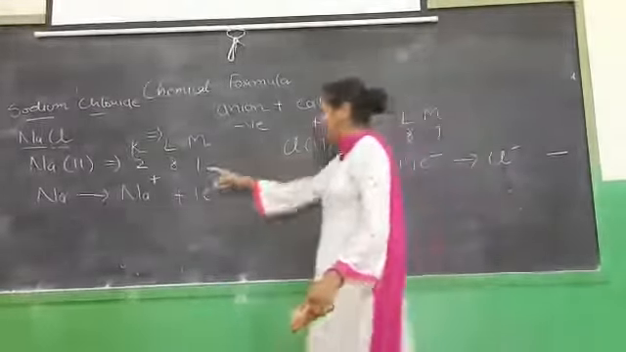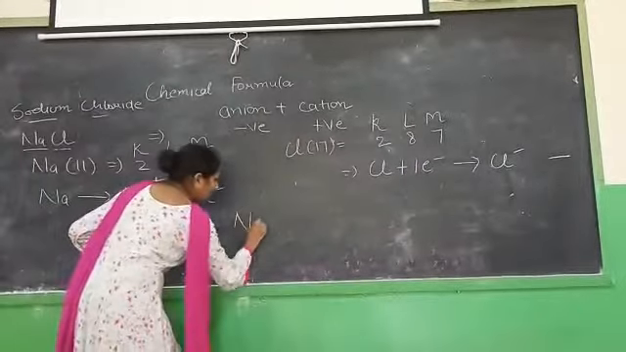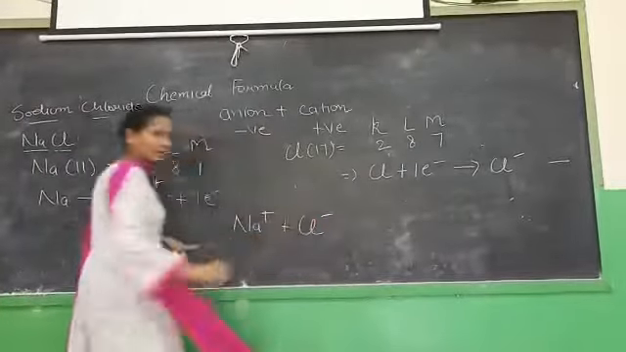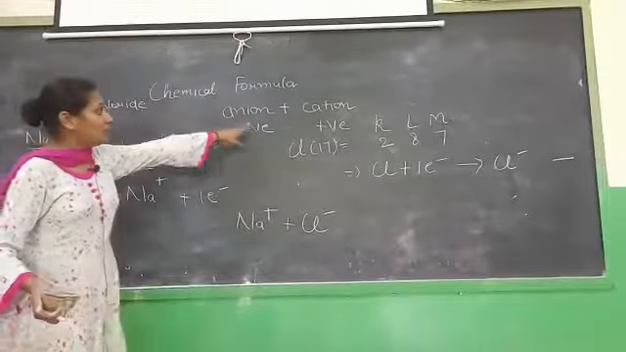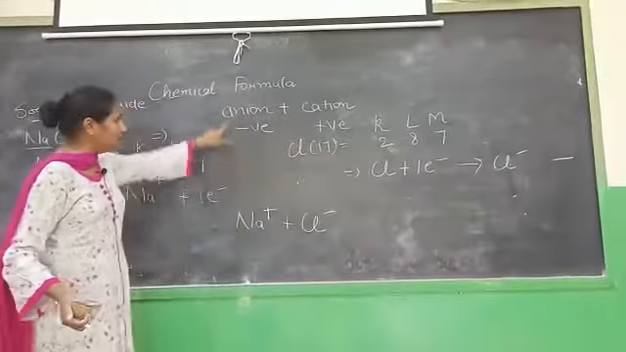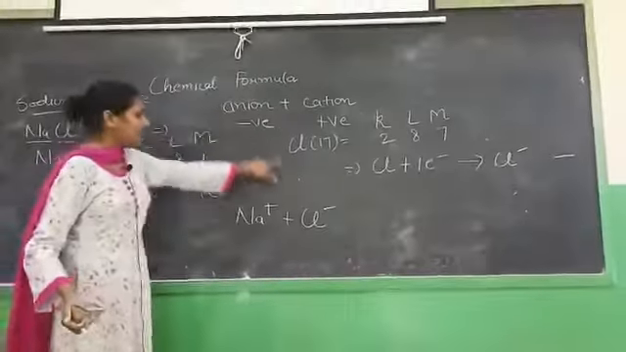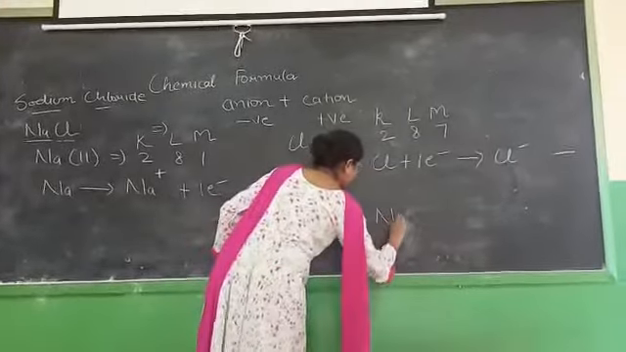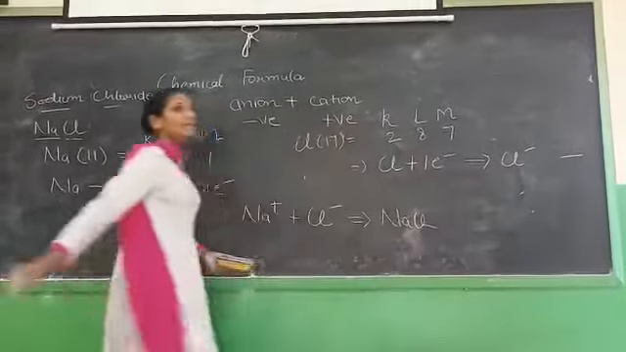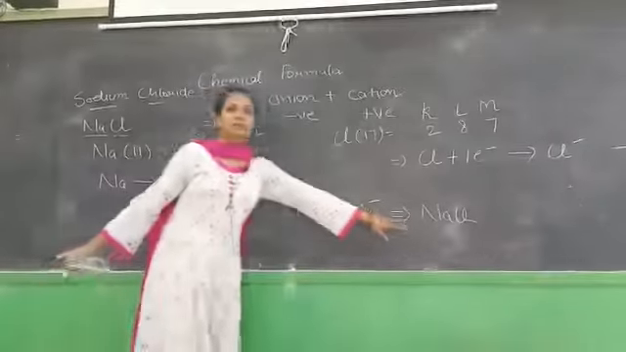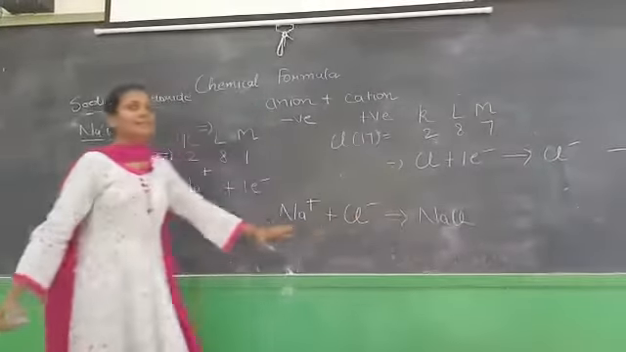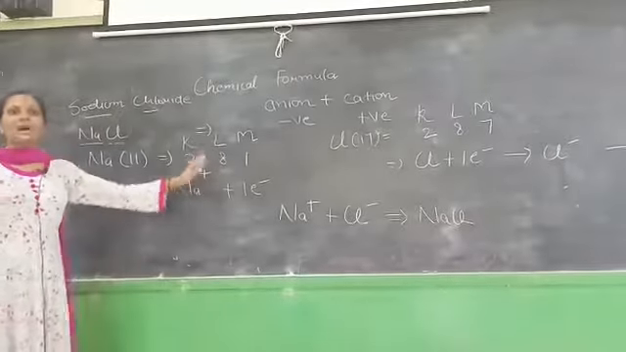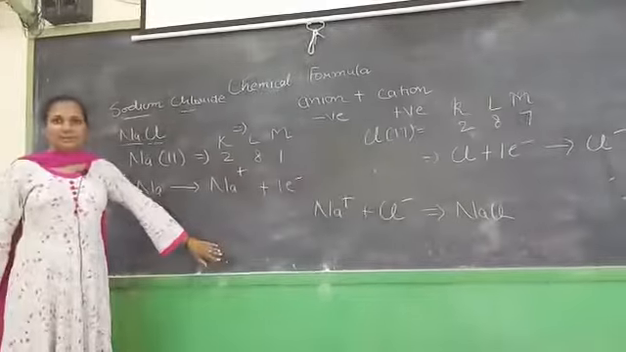So when this sodium combines with chlorine, I am using the same concept: the cation is combining with the anion and it leads to the formation of a compound which is electrically stable, and this is sodium chloride. This is how chemical formulas are made and how compound formation takes place.